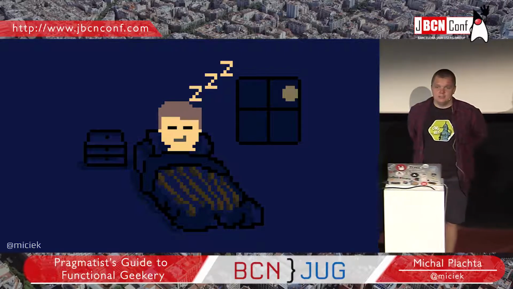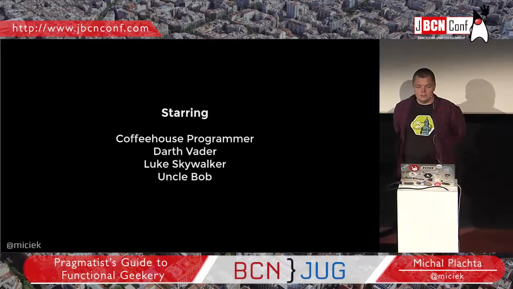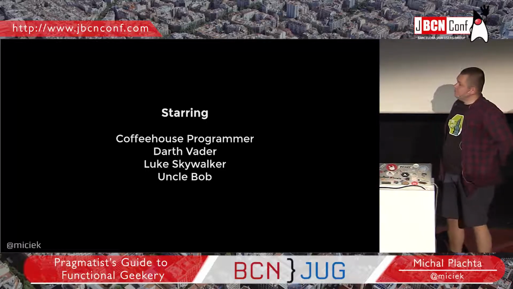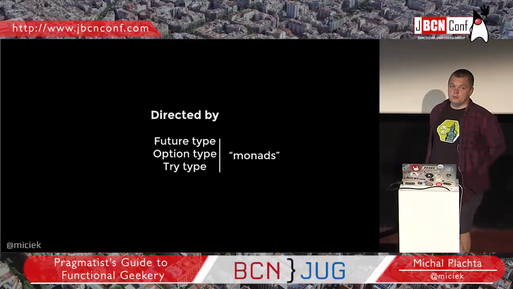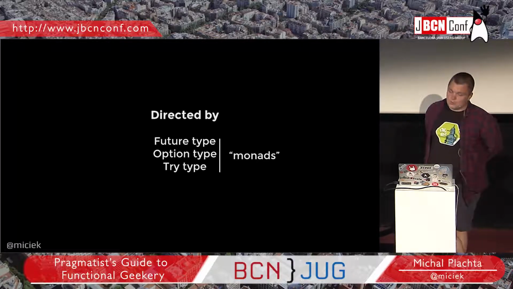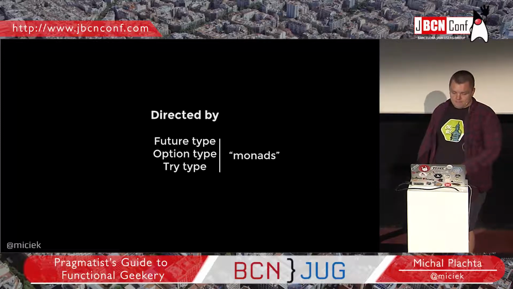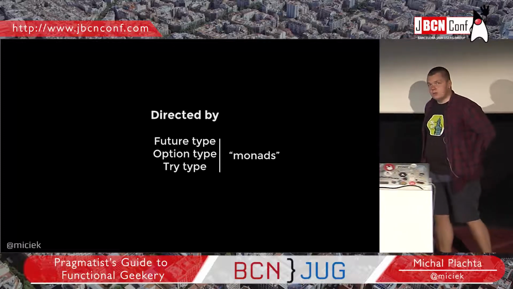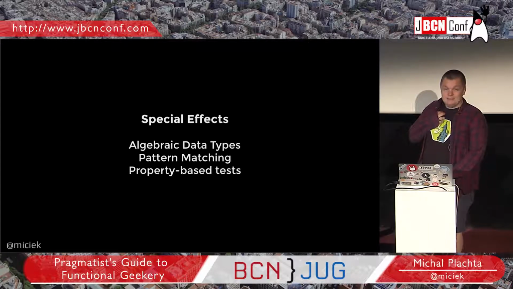This was Pragmatist's guide for functional geekery, starring coffee house programmer, Darth Vader, Luke Skywalker, and Uncle Bob as guest star, of course, and directed by the future type, which models values that may be available in the future, the option type that models values that may or may not be there, and the try type, which models potentially failing computations. All of them may be treated as monads because they have the flatMap operation. Special effects: ADTs, algebraic data types, which help us model more complex reality, pattern matching, which helps us work with ADTs more conveniently, and property-based tests, which help us write tests without providing any examples.